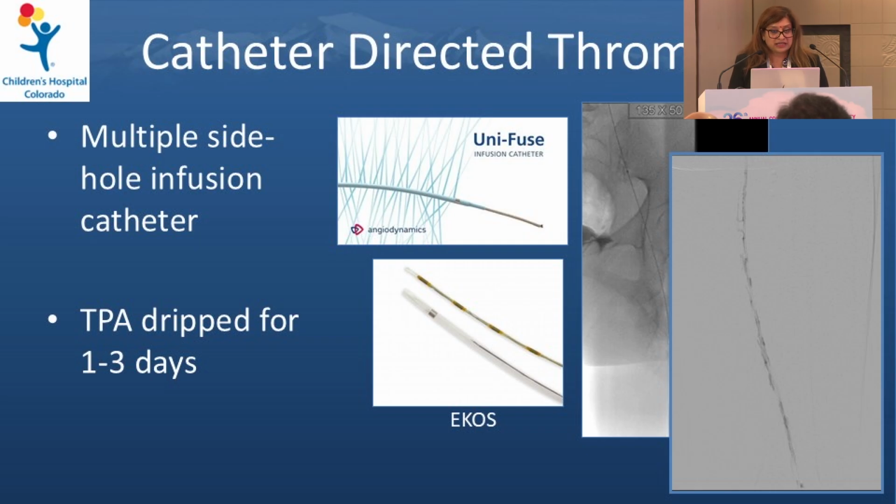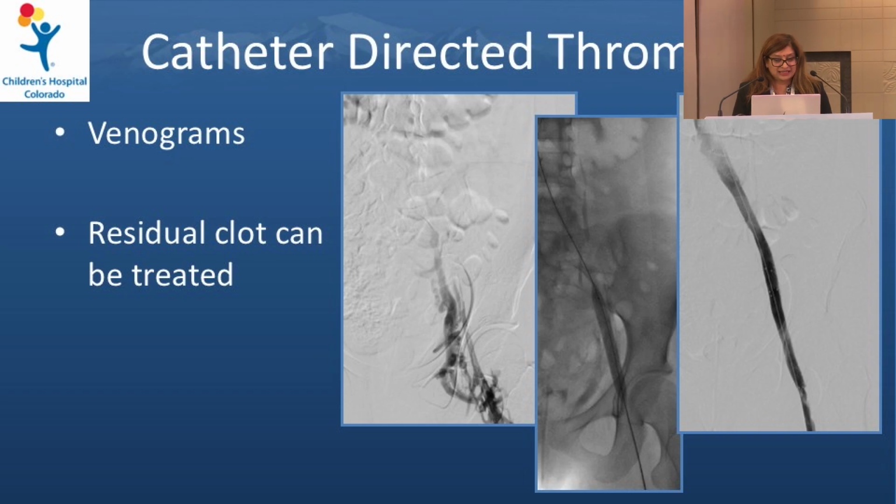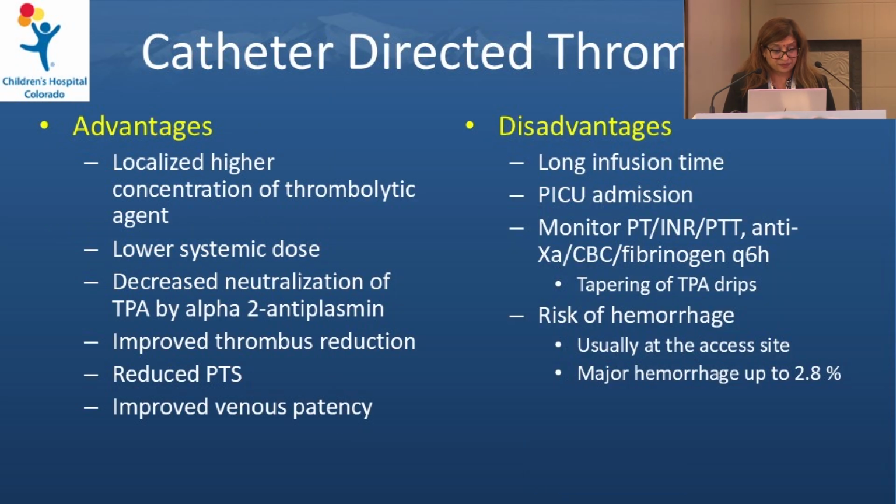Catheter-directed thrombolysis is when we're placing that multiple side hole infusion catheter, and we drip TPA for 1 to 3 days. You can use the kind that are Unifuse, Cragg-McNamara. Sometimes you have an ultrasound augmentation to that with EKOS catheters. You can do these venograms then the very next day and see what you've actually opened up, if you've dissolved any acute clot, and the residual clot itself can be treated with balloon angioplasty, so you can reestablish flow.